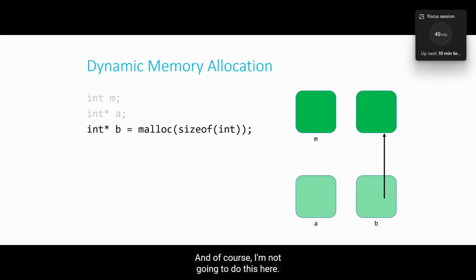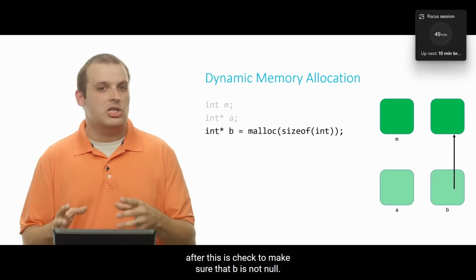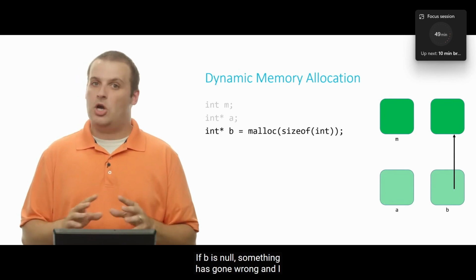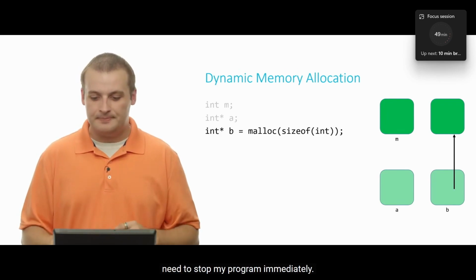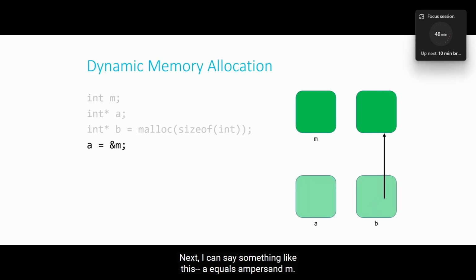memory. And of course, I'm not going to do this here, but the first thing I should do immediately after this is check to make sure that B is not null. If B is null, something has gone wrong. I need to stop my program immediately. Next, I can say something like this, A equals ampersand M. If you recall from our video on pointers, basically this just means A points to M, so that just creates this arrow here. Next up, let's say A equals B.